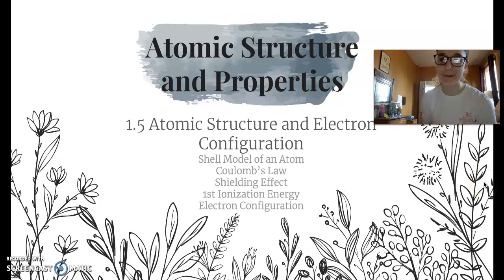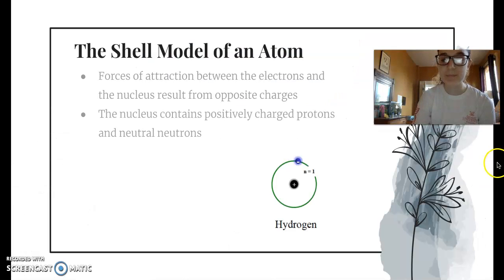Today we'll be going over Unit 1.5, which is over atomic structure and electron configuration. So all of this kind of begins with the shell model of an atom. There are forces of attraction between electrons and the nucleus because they are oppositely charged. Opposite charges attract one another while like charges repel one another.